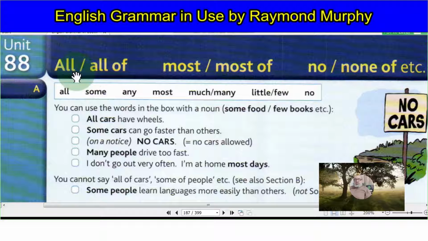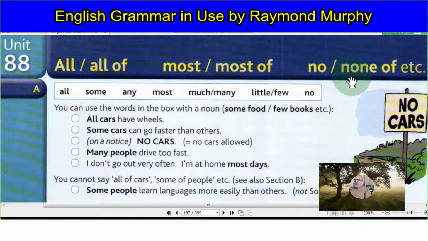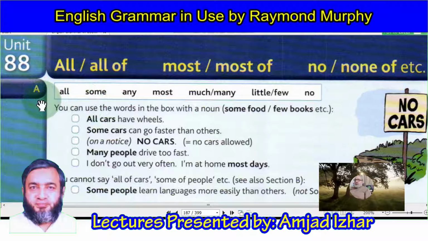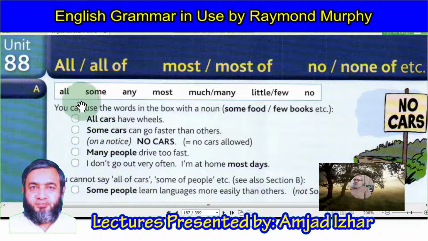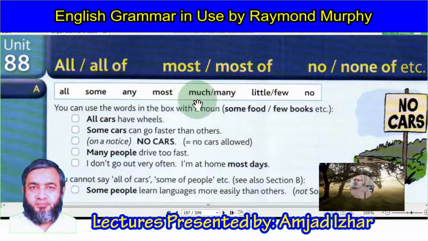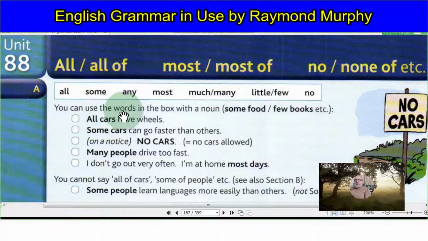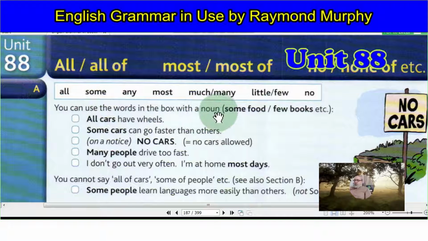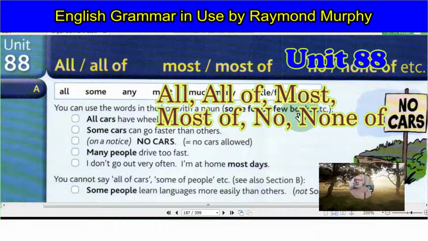Unit: all of, most of, no, none of, a. All, some, any, most, much, many, little, few, no. You can use the words in the box with a noun, for example some food, a few books.